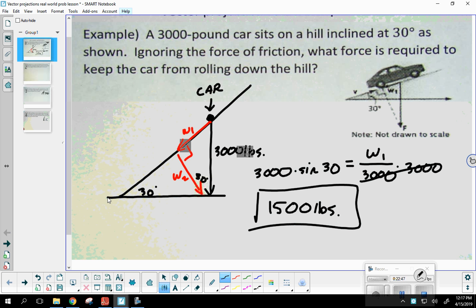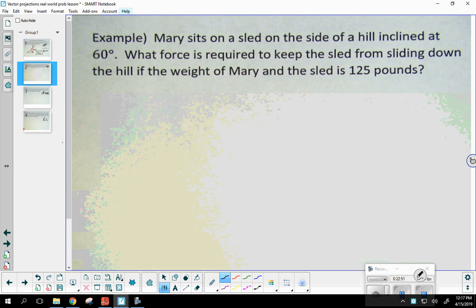All right. Well, let's go ahead and try one more, but let's try one on our own. Now, this one says Mary sits on a sled on the side of a hill inclined at 60 degrees. What force is required to keep the sled from sliding down the hill if the weight of Mary in the sled is 125 pounds? See, it does not matter what the object is. It's always the same scenario.